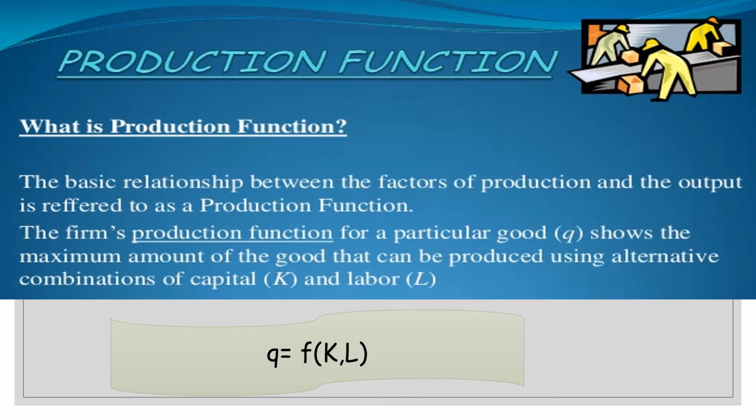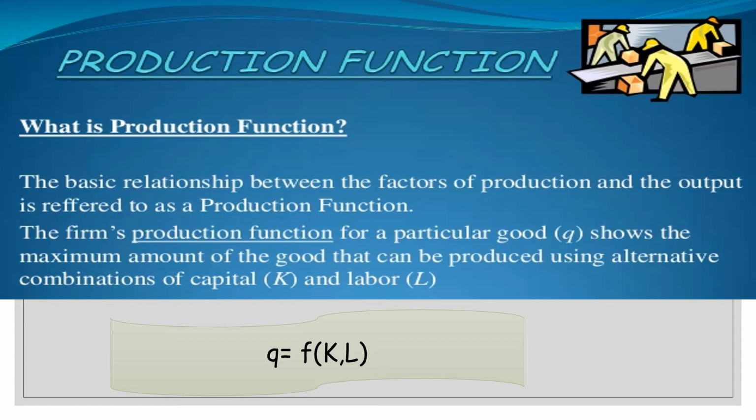Production function. The basic relationship between the factors of production and the output is referred to as a production function. The firm's production function for a particular good shows the maximum amount of the good that can be produced using alternative combinations of capital, that is denoted by K in economics, and labor, that is denoted by L in economics. As you can see, Q, which is the quantity of goods produced, is dependent upon, or is a function of, capital and labor.